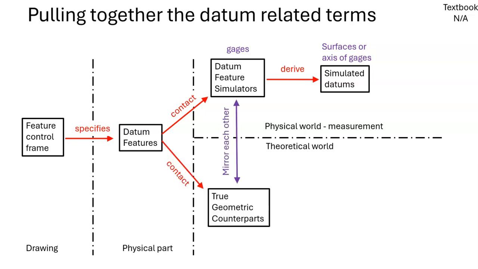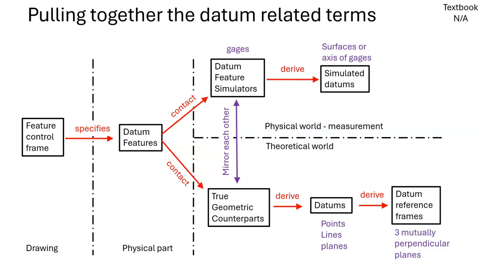Now step into the theoretical world. The true geometric counterpart is the same size and shape as the datum feature simulator. The only difference is that the datum feature simulator is real and the true geometric counterpart is theoretical. From the true geometric counterpart, we derive datums. They are points, lines, planes, or combinations thereof. They are theoretical.